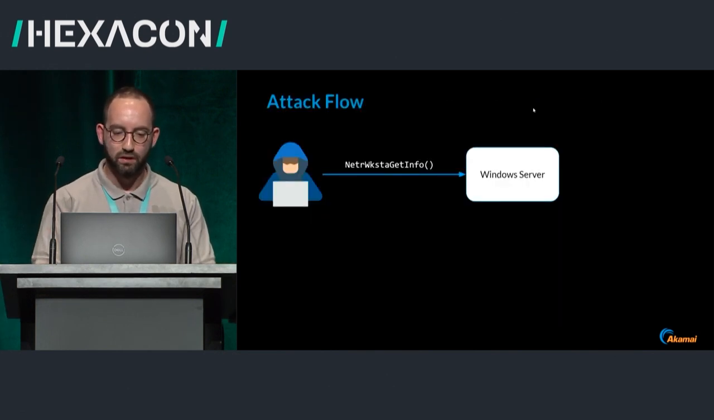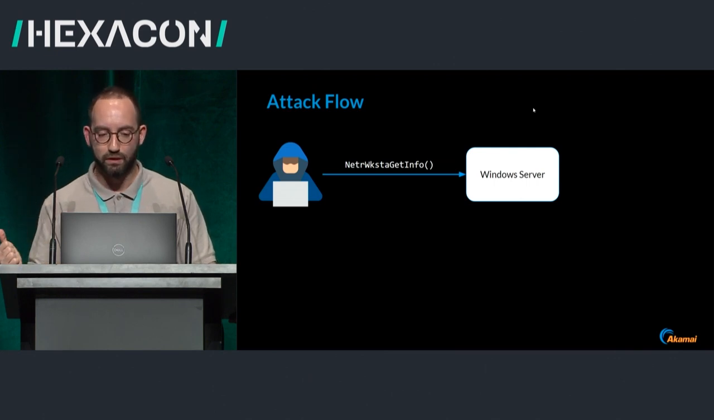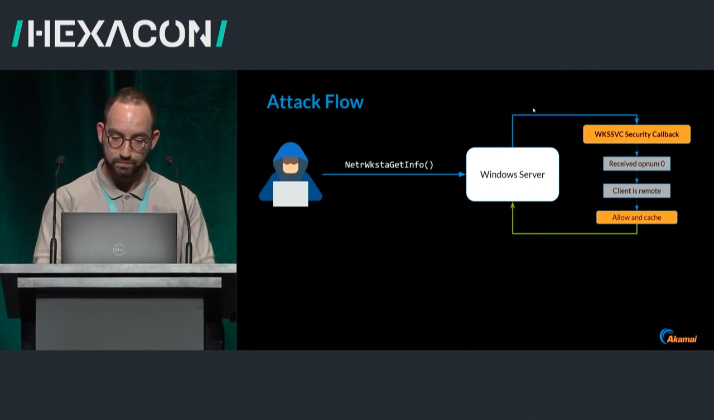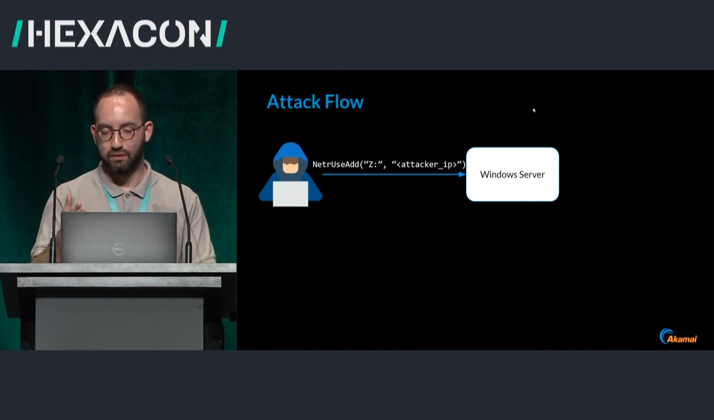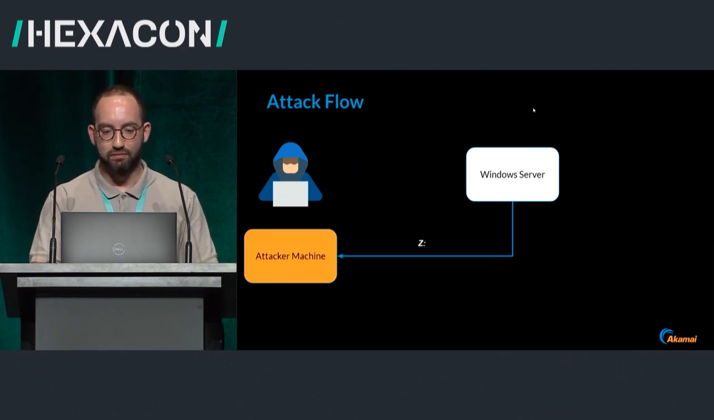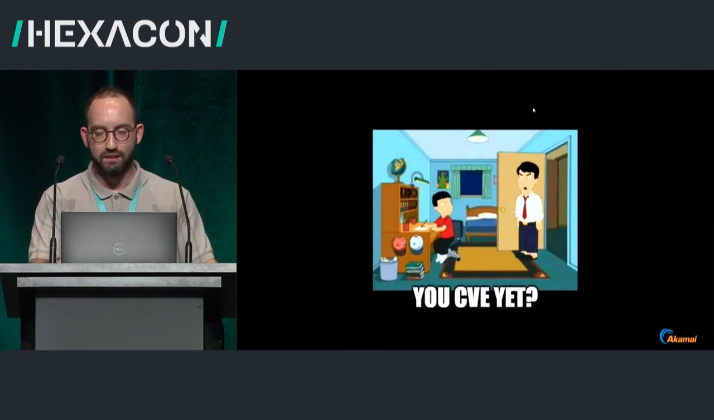Let's look at the attack flow. First, we call a publicly or remotely available function. In this case, we chose WKSTA GetInfo, which is opnum 0. And since it's very simple to call, it will go through the security callback, which sees opnum 0 is allowed, and allows the connection, and the result will be cached. Now, when we call NetrUseAdd to point the victim to our attacker machine, we won't even go to the security callback, since the RPC runtime sees that there's a result in the cache, and it will just allow the connection. With this, we basically have a mapping from the target server to our machine, which we can later use. So does that mean we have a working POC and a CVE?